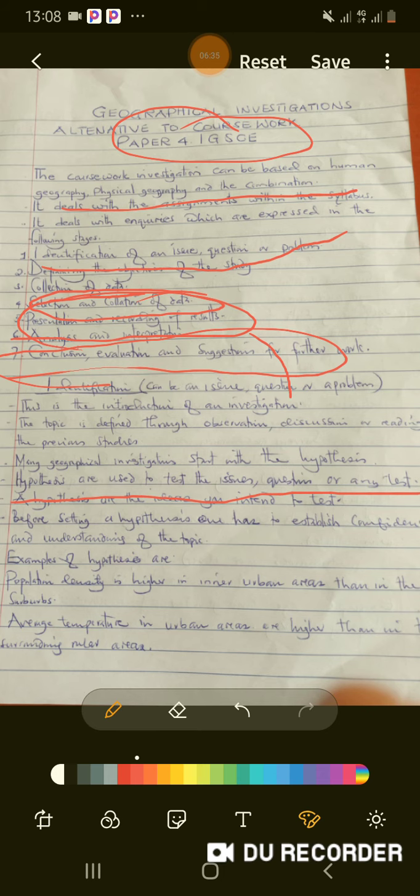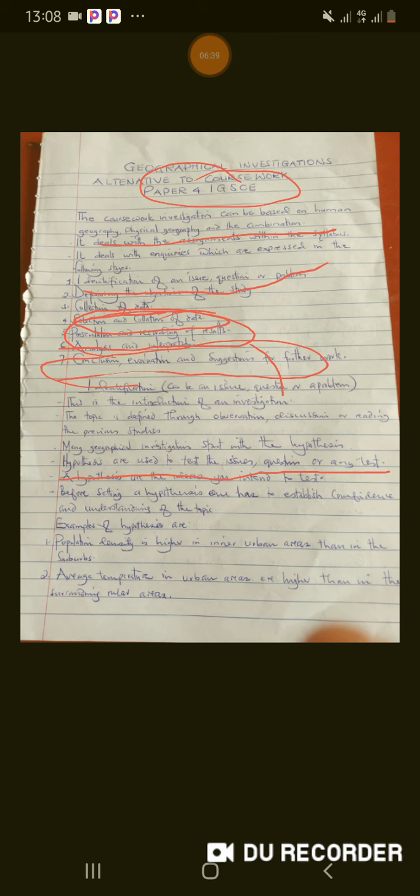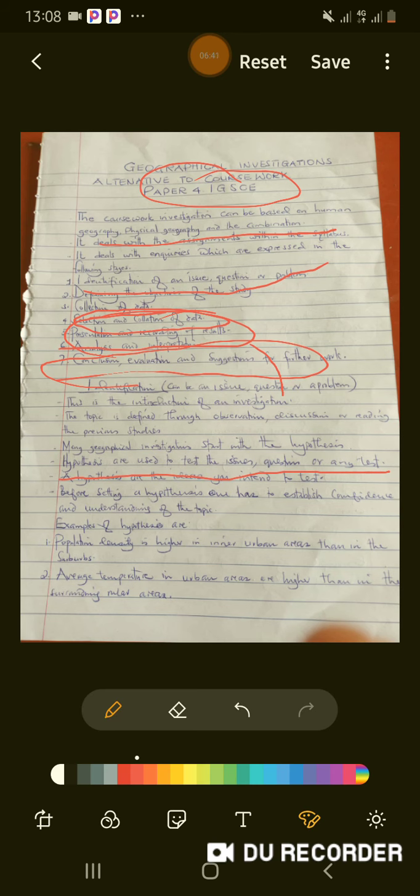The first thing for you to establish a hypothesis, in this case, is that you need to be knowledgeable enough. You need to understand your topic. You need to understand your issue. You need to understand your problem.